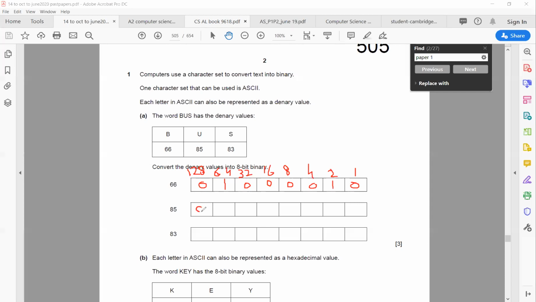Next is 85. So 128 will not be included. 64 can be. 32, no, that will not be, because if I add 32, it will become 96. That exceeds 85. So this will not be included. 16, yes, 16 can be added. Okay. And then we cannot add 8. That will exceed the value. 4, yes, 4 can be added. And then we can add, this will make 84 and 1 85.